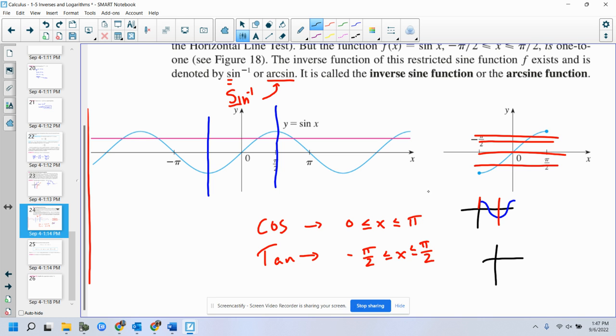If you think about tangent, as soon as I get past that asymptote, well, that's a really good graph there. As soon as I get past that asymptote, it's going to happen again. So I just want one of these little pieces here, which is negative pi over 2 to pi over 2. Wow, that's a really Bush League graph there.